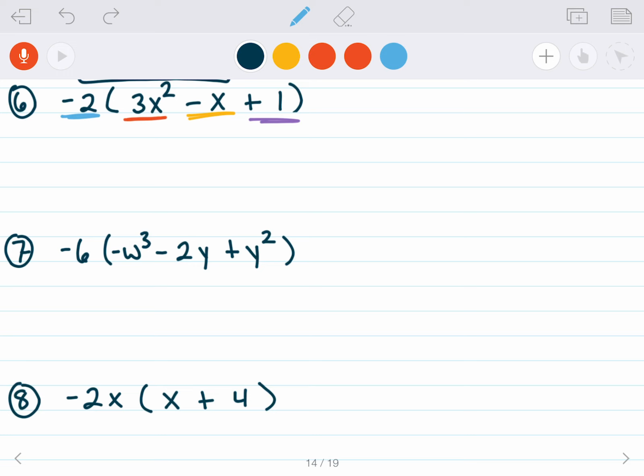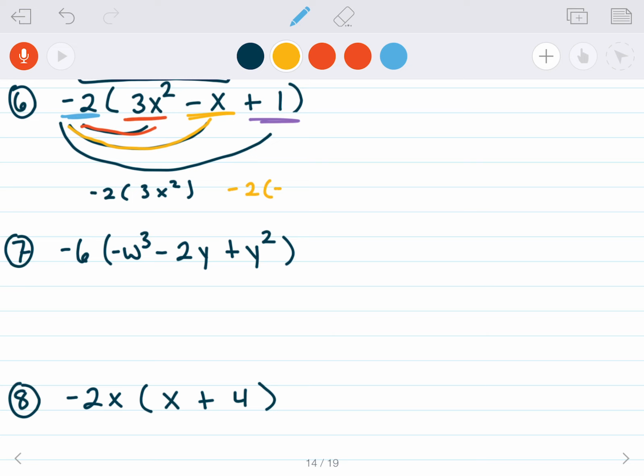So, negative 2 times all of this stuff in the parentheses. So we have this times this, this times this, and this times this. So let's write it out. So negative 2 times 3x squared is the first one. Then we have negative 2 times negative x. And then we have negative 2 times positive 1.